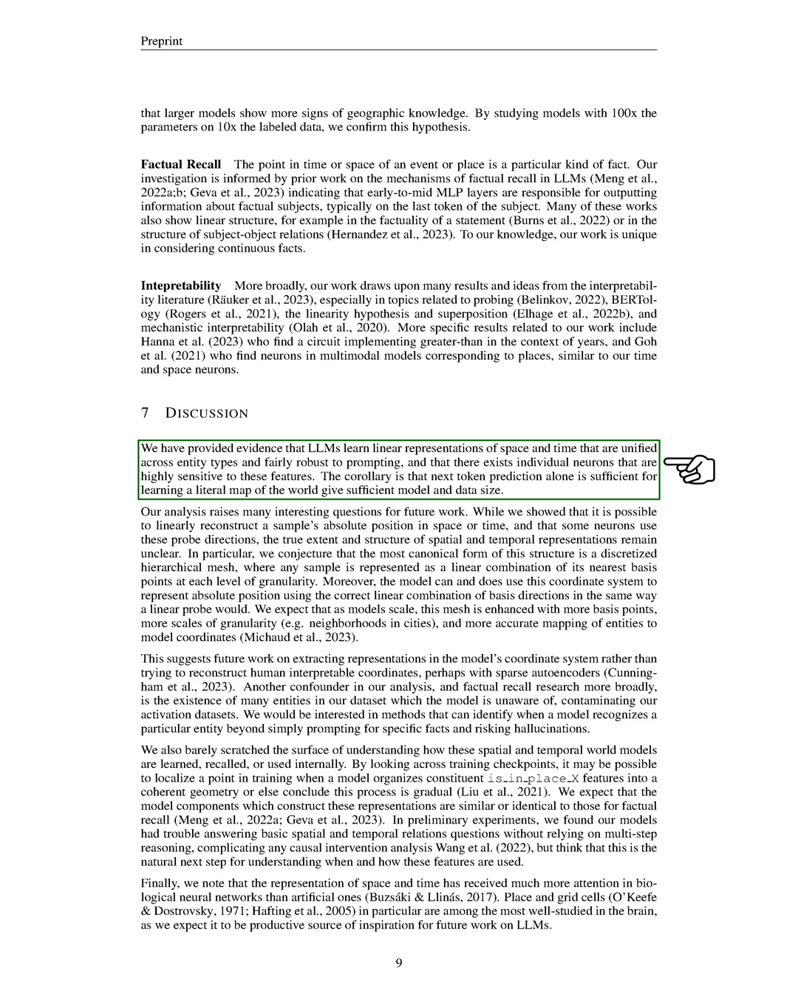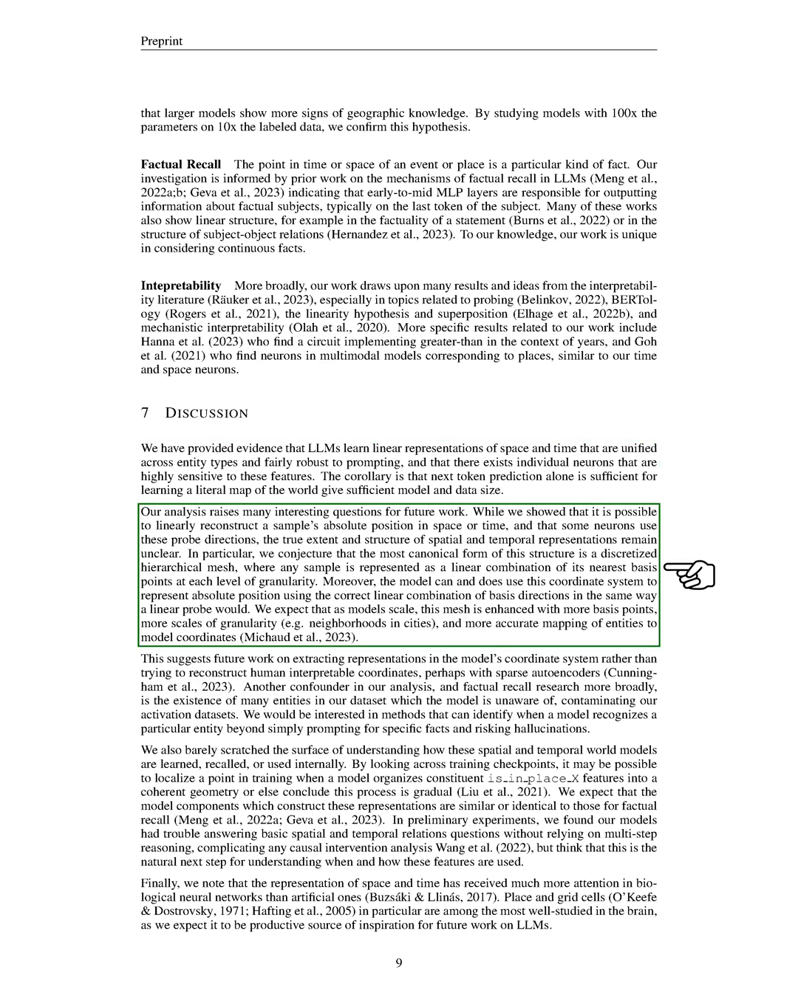We also found that there are individual neurons that are highly sensitive to these features. This suggests that next token prediction alone is enough for learning a literal map of the world given sufficient model and data size. However, many questions remain. While we showed that it's possible to linearly reconstruct a sample's absolute position in space or time, and that some neurons use these probe directions, the true extent and structure of spatial and temporal representations remain unclear. We hypothesize that the most standard form of this structure is a discretized hierarchical mesh, where any sample is represented as a linear combination of its nearest basis points at each level of granularity.